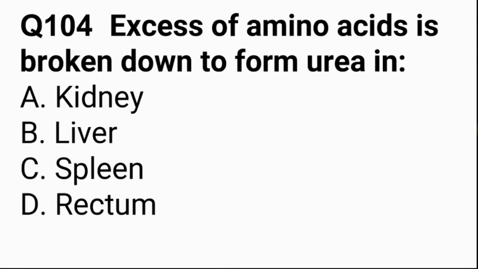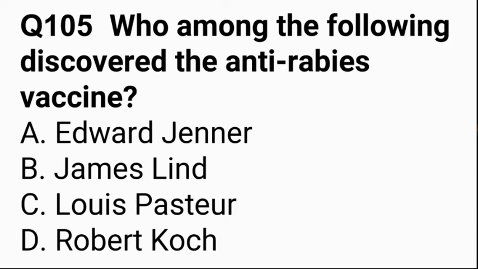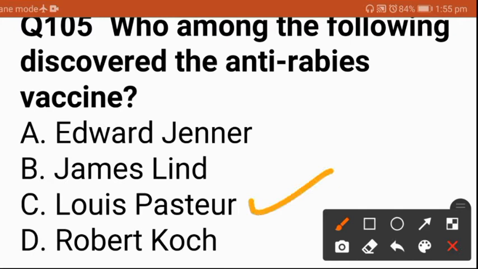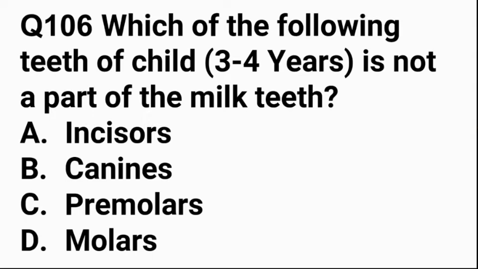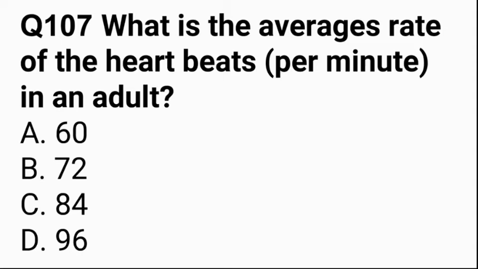Excess of amino acids is broken down to form urea in A. Kidney. Who among the following discovered the anti-rabies vaccine? C. Louis Pasteur. Which of the following teeth of a child is not a part of milk teeth? D. Molars. What is the average rate of the heartbeat in an adult? B. 72.